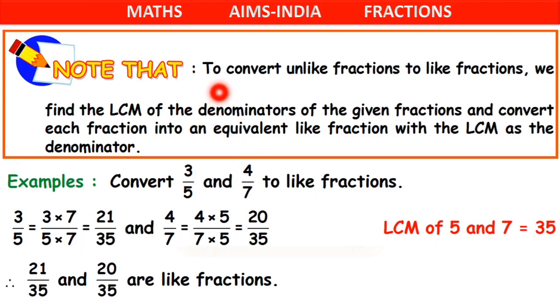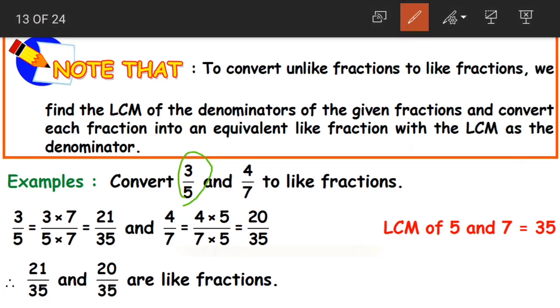Note that to convert unlike fractions into like fractions, we find the LCM of the denominators of the given fractions and convert each fraction into an equivalent like fraction with the LCM as the denominator. Now though these were very big sentences, it is a very easy concept to understand students. Now see, we have two fractions here, 3 by 5 and 4 by 7. What should we do? We should convert them into like fractions.